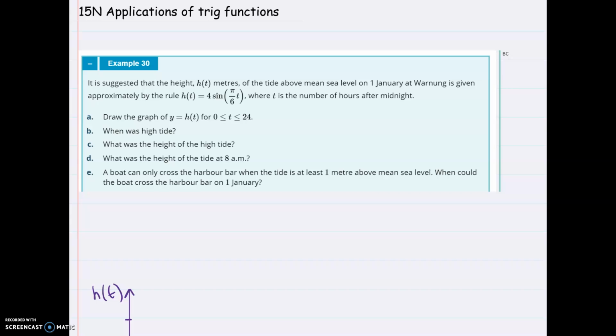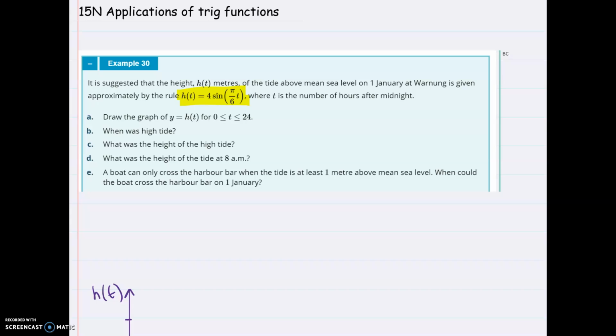So in section 15N we're looking at applications, and there's one example here to do with tide heights. They're going to fluctuate from high tide to low tide and then repeat that, so we have our periodic function. The function they're giving us is for the height of the tide above the mean sea level. It says the height of the tide above the mean, or average, sea level on a particular day is given approximately by this rule, 4 sine pi on 6t.